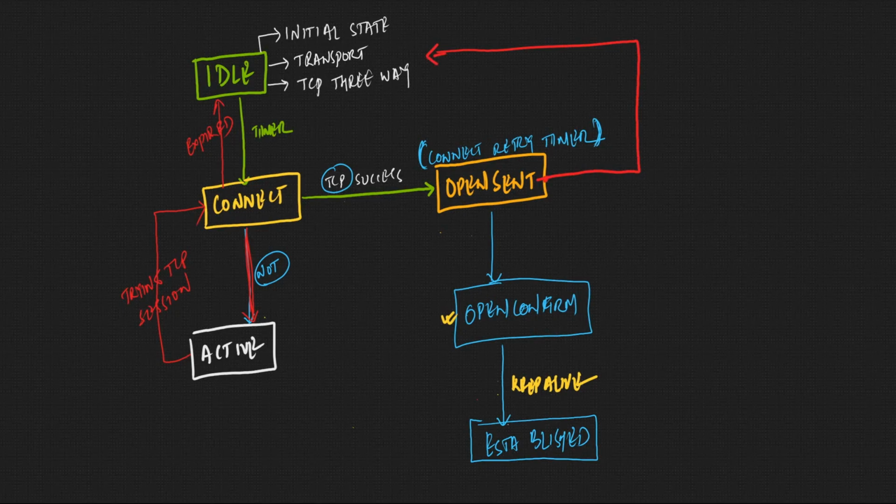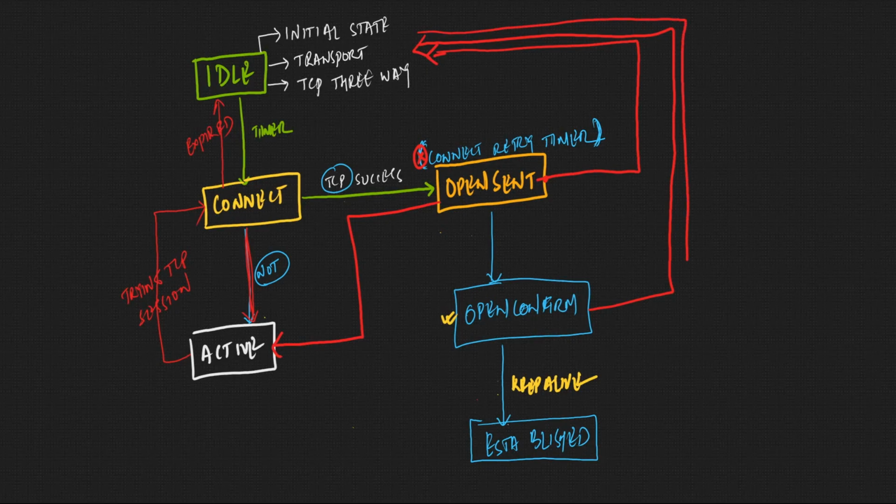If the connect-retry timer expires and I didn't receive the OpenConfirm message, I will transition to active. Send again, retry sending the open message. If the hold down timer expires and I didn't receive any keepalive, I will transition to idle state. From established, if anything happens, any tear down or restart or any condition based on the notification message, I can also go to idle.